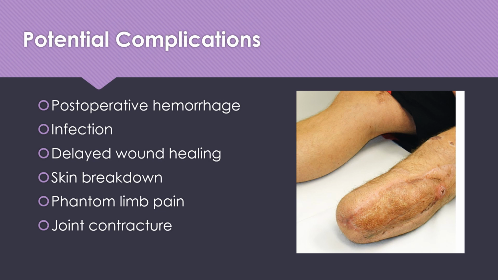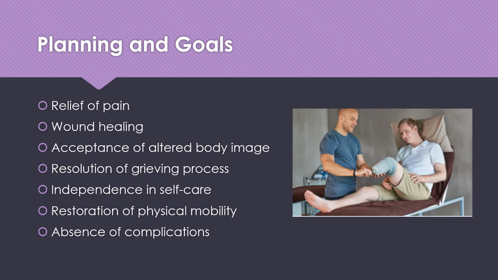moving. The goals for our patient will of course be related to any issues they may have, but we should automatically plan to relieve pain, encourage wound healing, and prevent skin complications. We also want to focus on helping the patient accept their new body, grieve the loss of their limb, and accept what life will look like for them moving forward. We also want to focus on getting the person independent with their care and mobility and prevent complications.